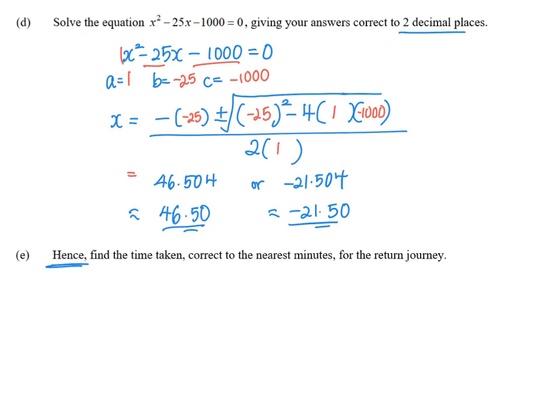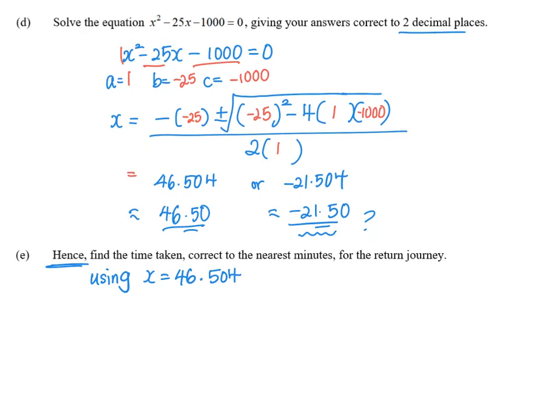Now, what can x be? What is x? X is actually the speed. Can we have a negative speed? So in this case, we are not going to use negative 21.50. We are going to use our x value to be 46.504. So using x to be 46.504, we should not use the two decimal places. We want accuracy, so we should use the 5 sig figs answer.